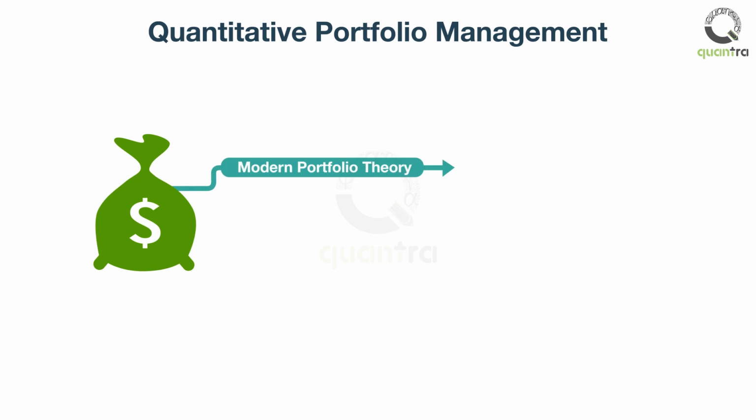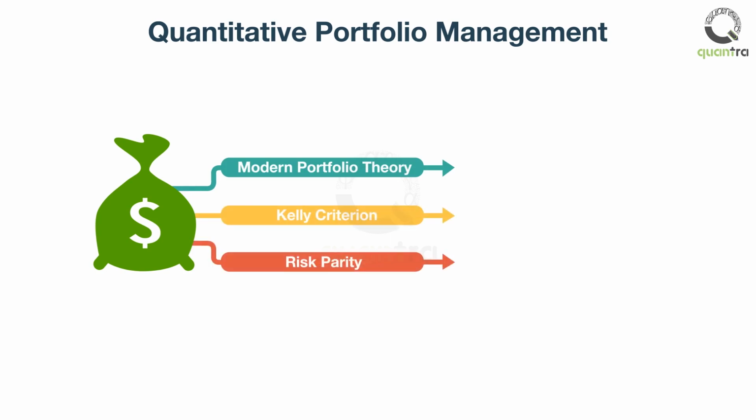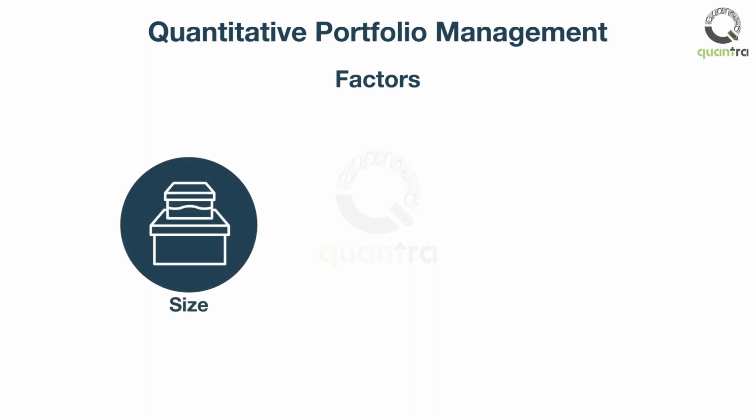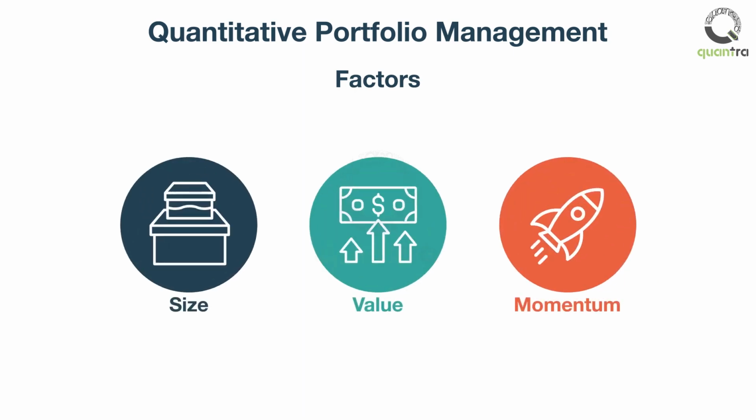This course will teach you about different capital allocation methods, based on modern portfolio theory, Kelly criterion, and risk parity. These methods will help you to construct optimal portfolios. You will learn different factors such as size, value, momentum. These factors explain the above market returns of the securities. If you are into factor investing, and often confused about which factors to choose, this course has all you need.